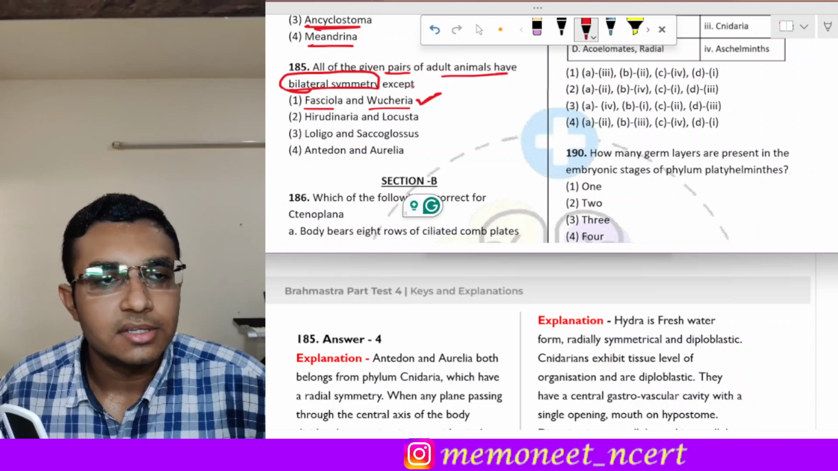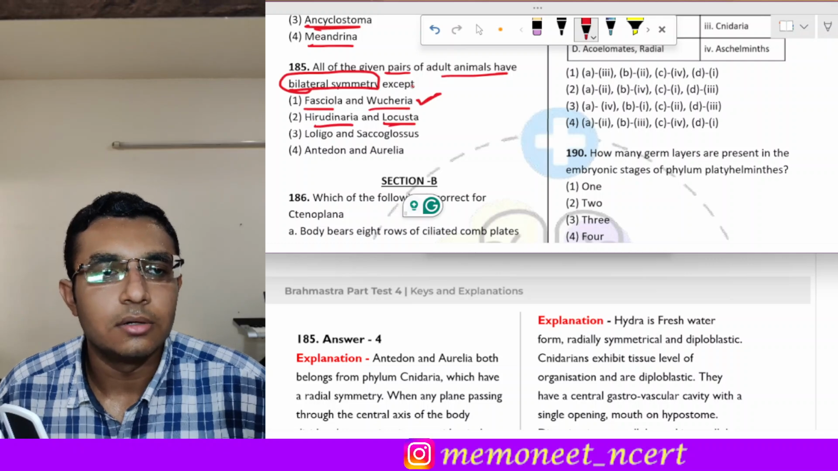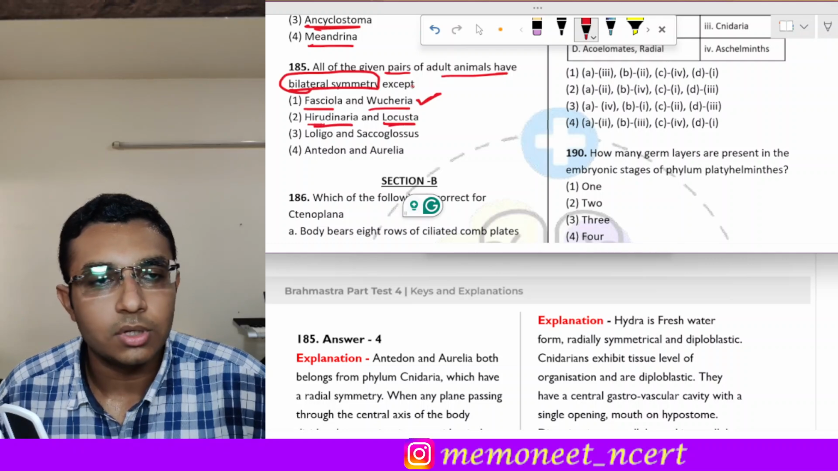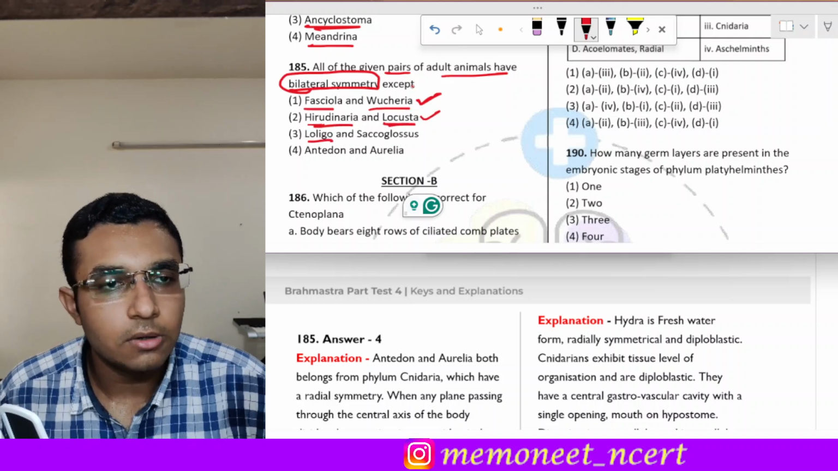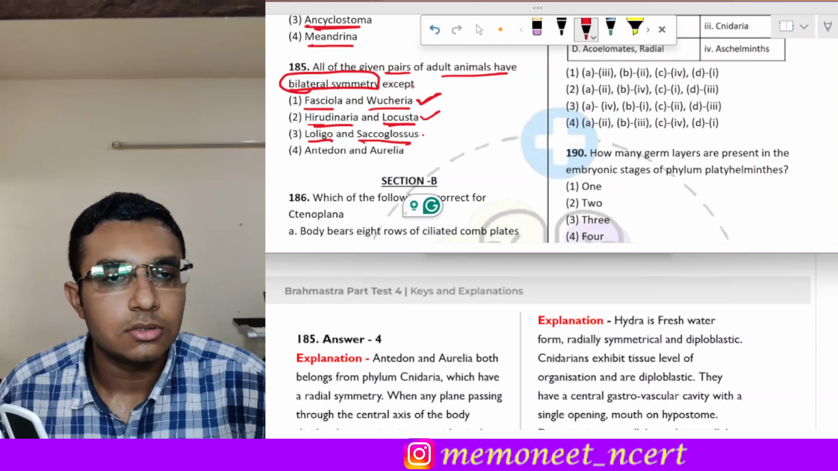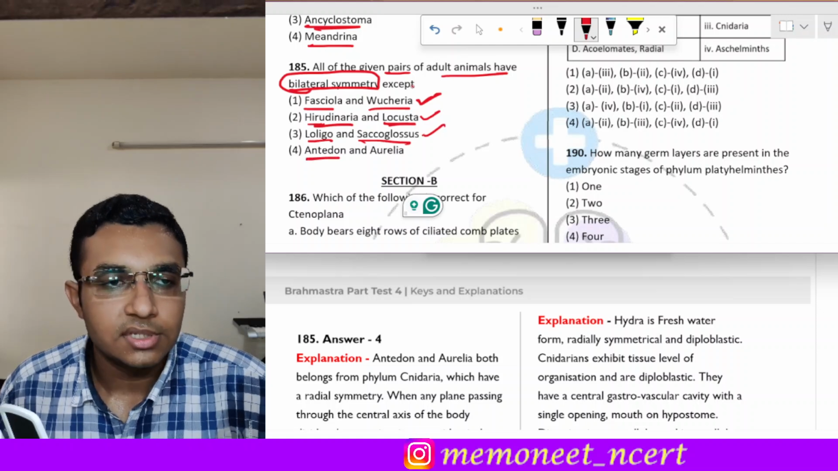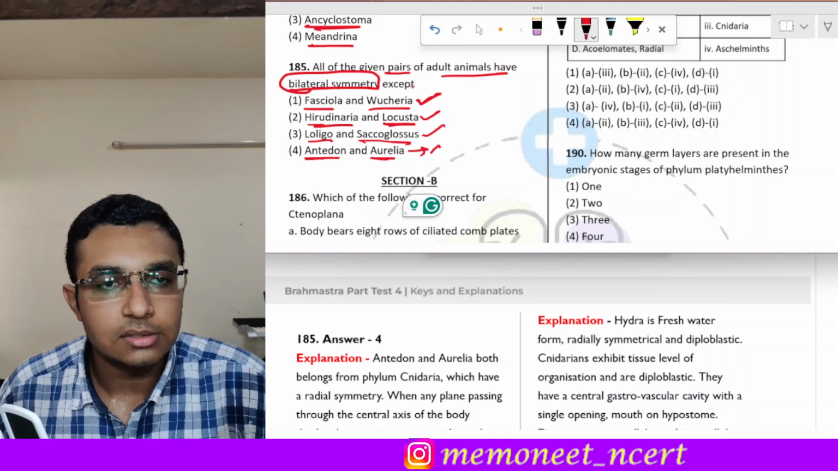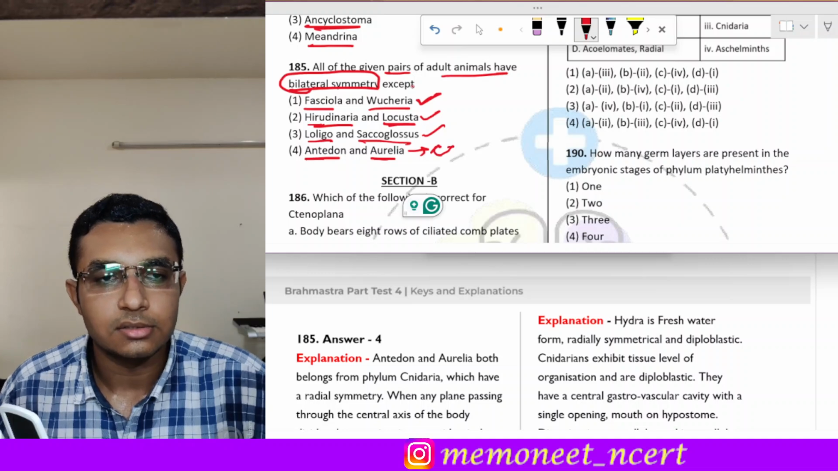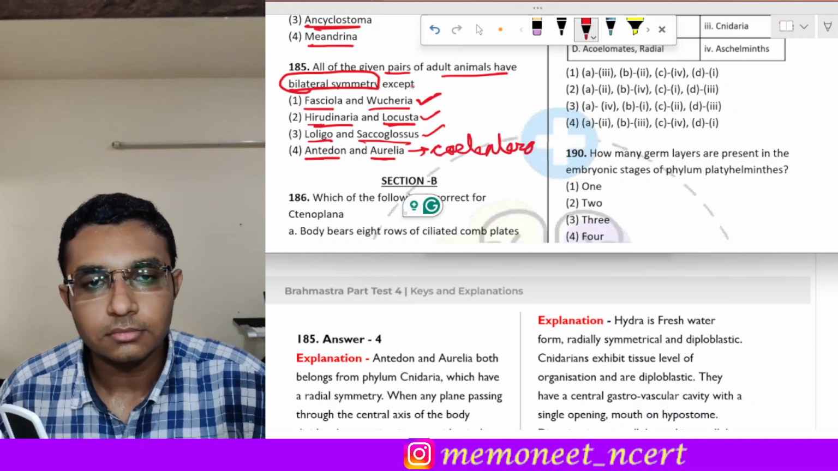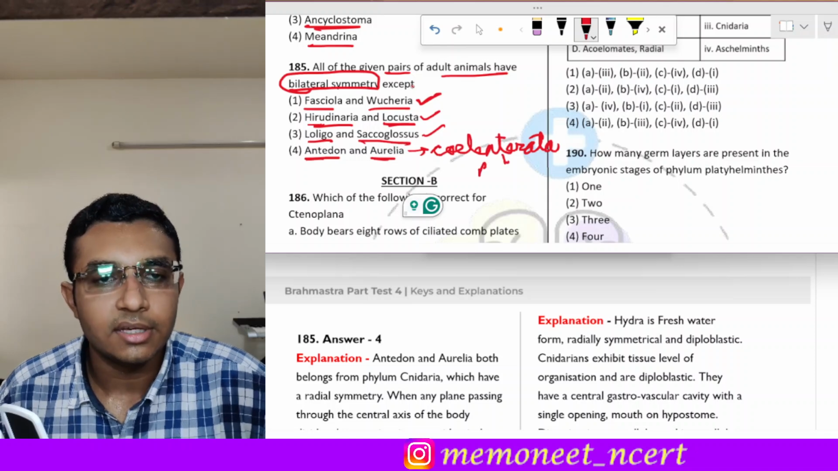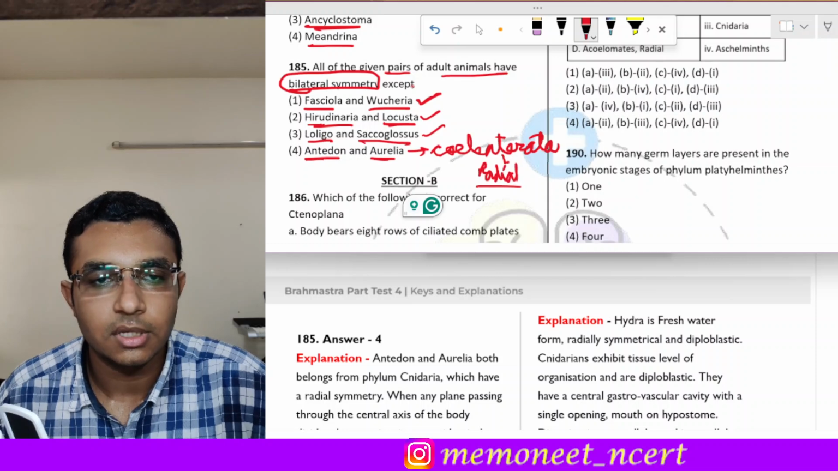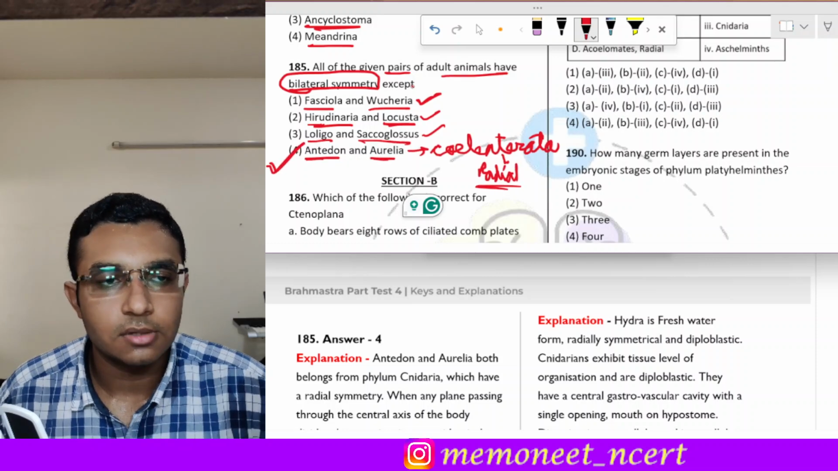Then second is Hirudinaria and Locusta. So Hirudinaria belongs to annelids and Locusta belongs to arthropods, so they also both have bilateral symmetry. Then third is Loligo and Saccoglossus, so they are also having bilateral symmetry. But the fourth is Antedon and Aurelia, so these both belong to phylum Cnidaria, okay, or the Coelenterata. So since they both belong to phylum Coelenterata, they are having radial symmetry. Okay, so the correct answer of this question is option 4.